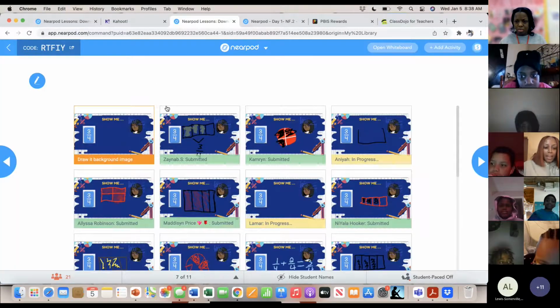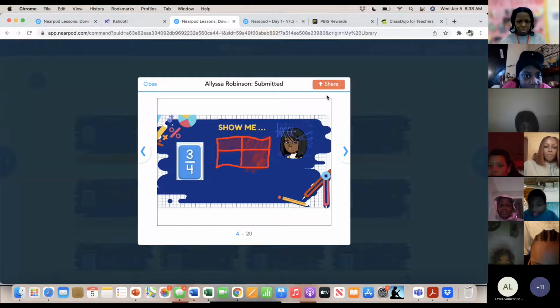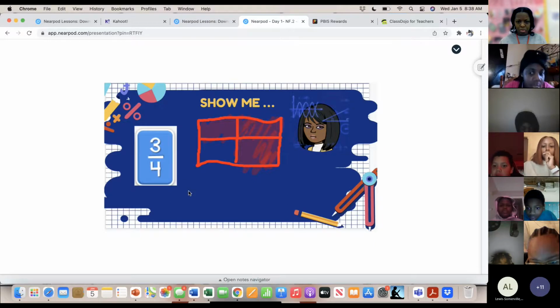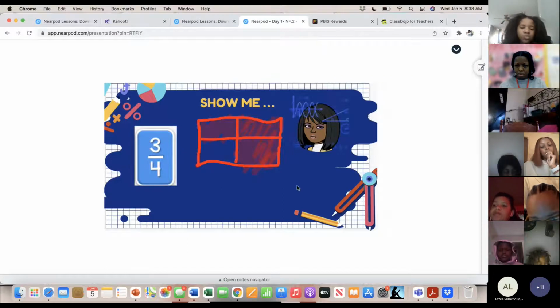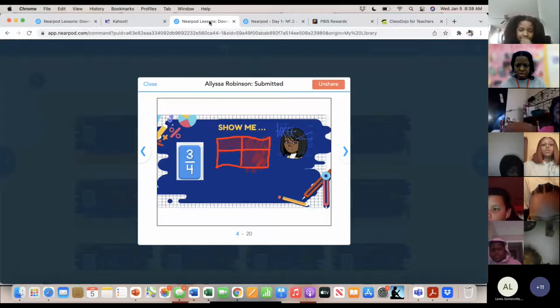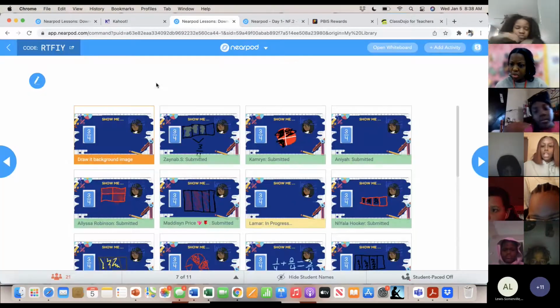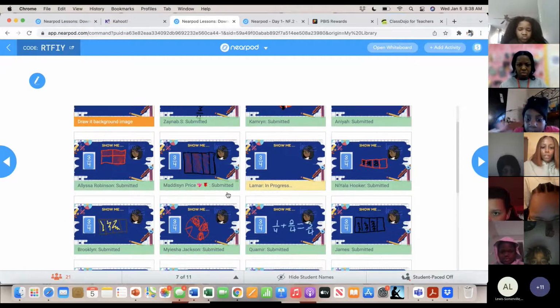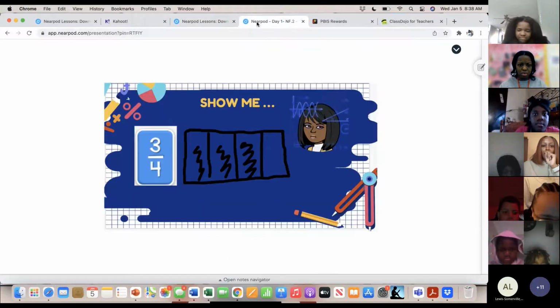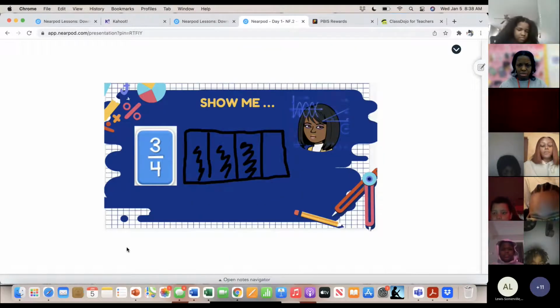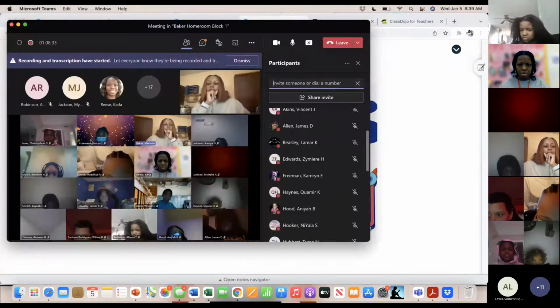I'm going to have Alyssa, can you unmute and share out how you drew yours? So I drew a rectangle. Well, not really a rectangle. It's a square, and then I drew 4s inside of it, and then I shaded 3. Yes, good. And then I saw somebody else drew a rectangle, but it looks just a little bit different from yours.